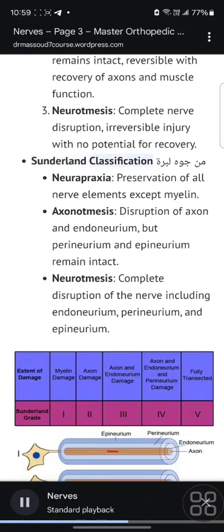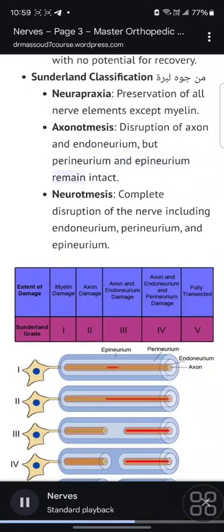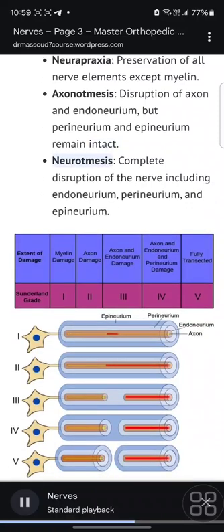Sunderland classification. Neuropraxia: preservation of all nerve elements except myelin. Axonotmesis: disruption of axon and endoneurium, but perineurium and epineurium remain intact. Neurotmesis: complete disruption of the nerve including endoneurium, perineurium, and epineurium.